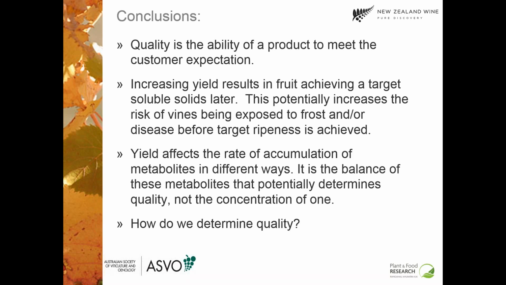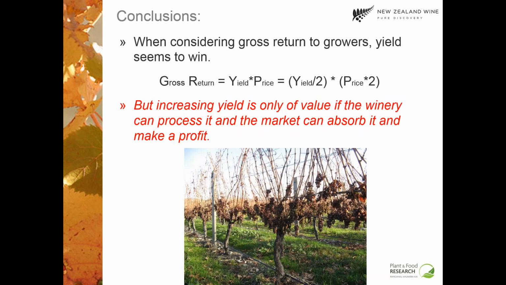So, when considering the gross return to growers, yield seems to win. Gross return equals yield times price. So if you want to halve the yield, you have to multiply the price by 2 to give the same gross return. But increasing yield is only a value if the winery can process it and the market can absorb it and make a profit. So at the end of the exercise, we have to still take into account what's happening in the post-vineyard area.